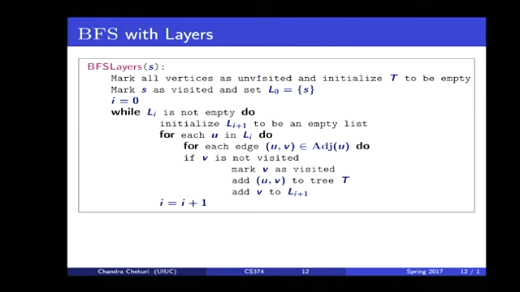So S is at level 0 because it is distance 0 from itself. Given that we know vertices at distance 0 to i, can I discover vertices at distance i plus 1? What are those? The vertices at distance i plus 1 are precisely the neighbors of vertices at level i which have not already been discovered.